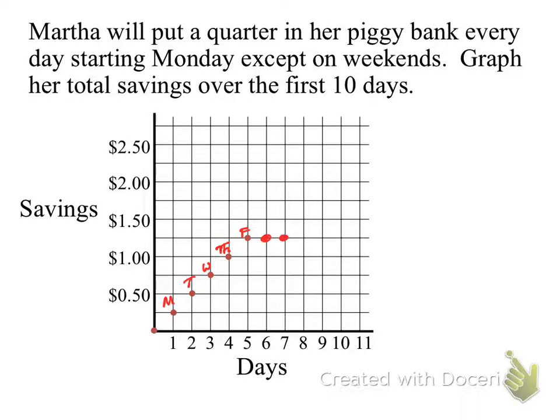And then Monday. So that's 1, 2, 3, 4, 5, 6, 7. Where will the next one go? 150. 150 for day 7. And what would I do for day 8? 175. And day 9? $2. And day 10? That was day 10. Okay. So, 5, 6, 7, 8, 9, 10.